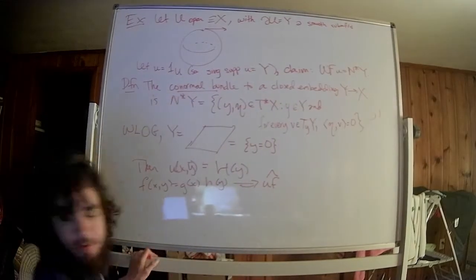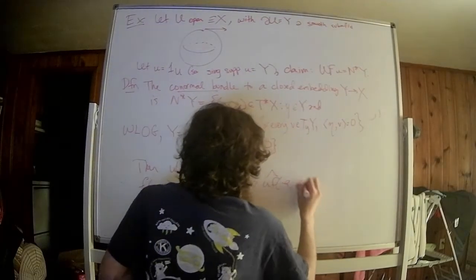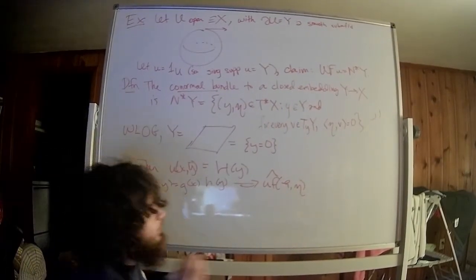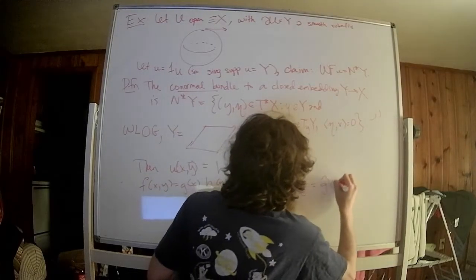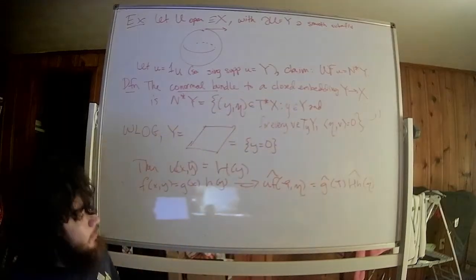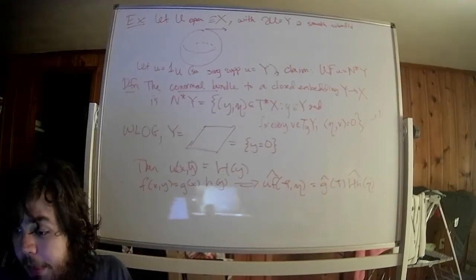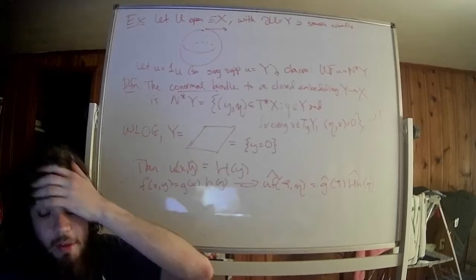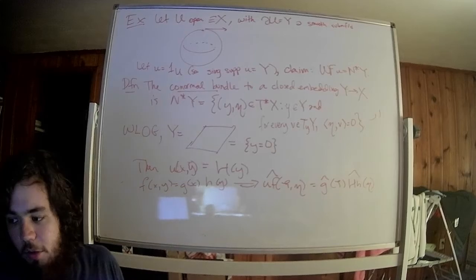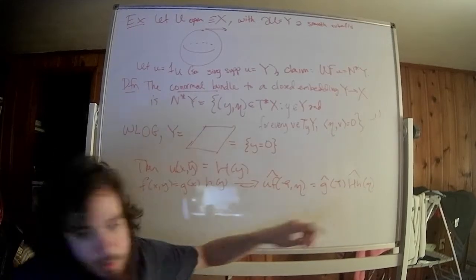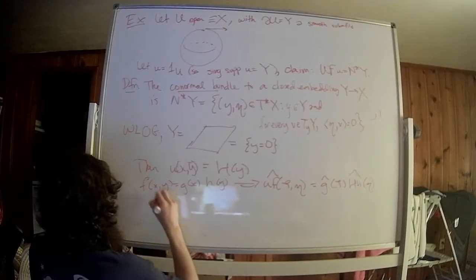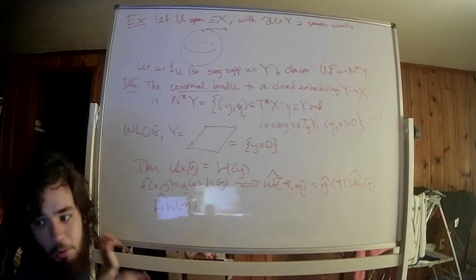Then U hat of C and eta. Well, how does the Fourier transform interact with tensor products? This turns into G hat of C, H hat of eta. All right, so if C is non-zero, then we get decay because G hat is a Schwartz function, and H hat of eta. Well, what's the Fourier transform?